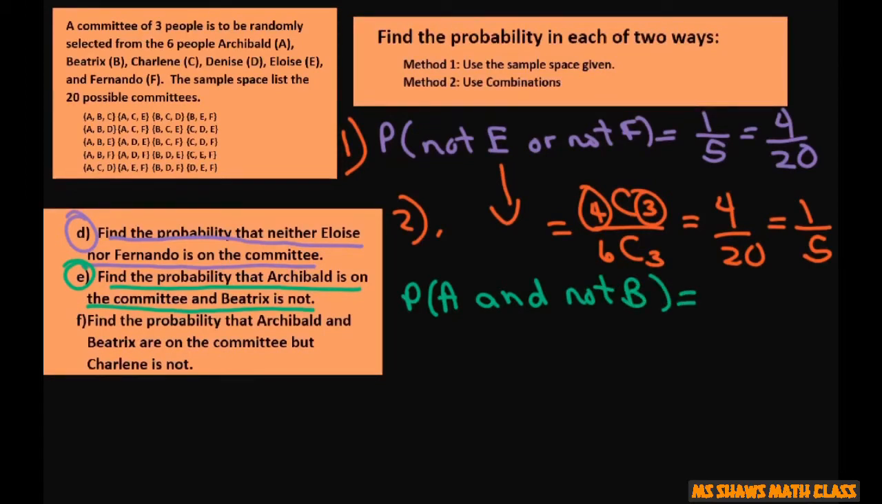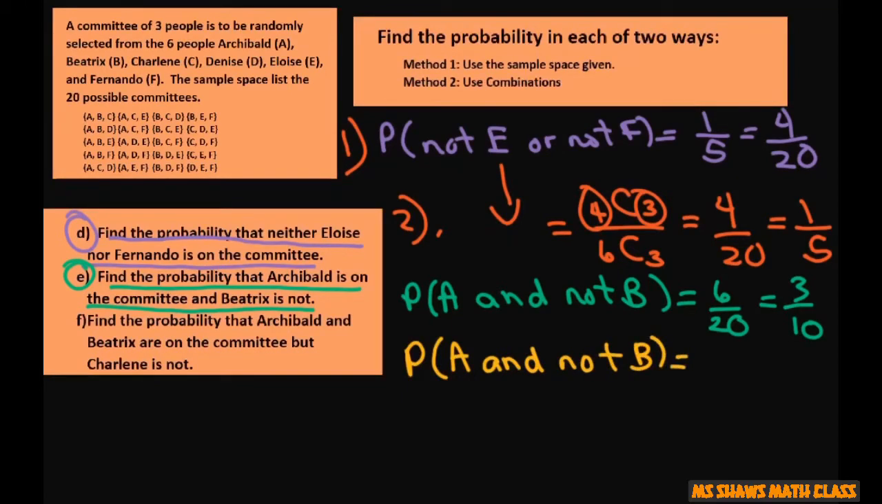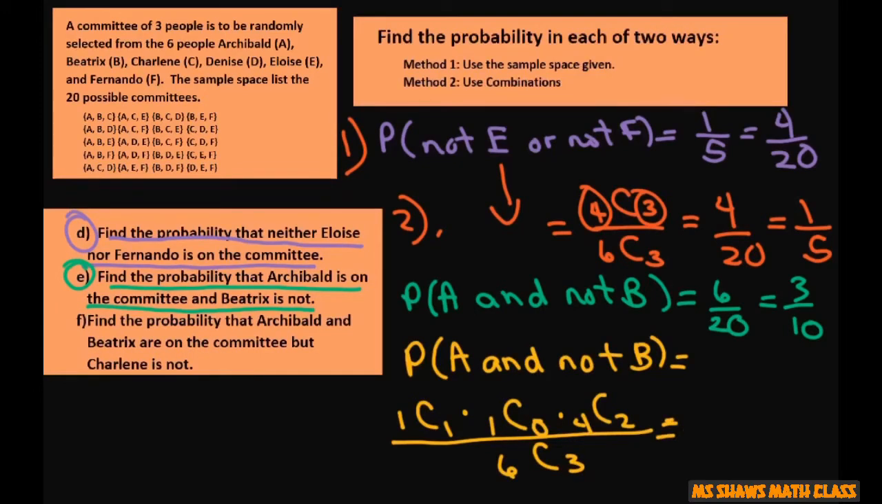So if you look at the table, you're going to see when you have A and not B, that's a total of 6 out of 20. That reduces to 3/10. And when you do your combinations of probability of A and not B, you're going to get 1 choose 1 times 1 choose 0 times 4 choose 2 divided by 6 choose 3. So the denominator is 20. So the probability of A, you're choosing 1 or 0 and then not B. And that's going to give you 1 times 6 divided by 20 equals 3/10.